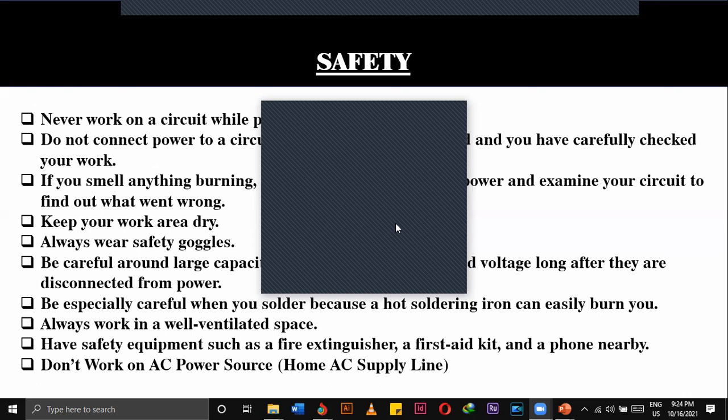we can work in an open area. It's not a problem, but you have to be aware of the wet environment, right? You don't have to work in a wet environment, and you don't work on AC currents, right? In your home supply, you don't work, right? We just work with small batteries and small currents, right?